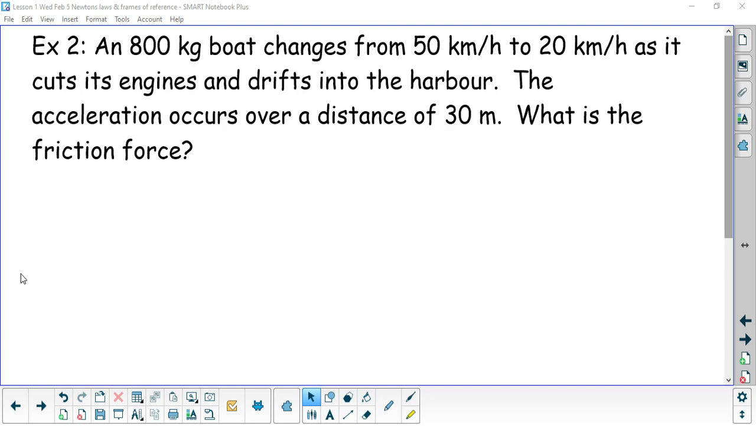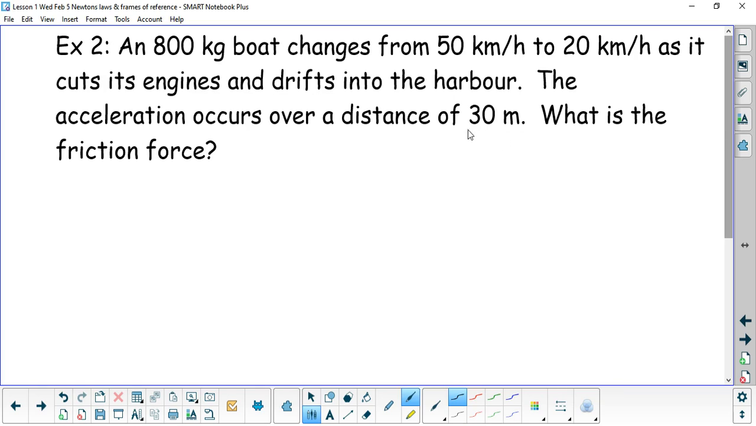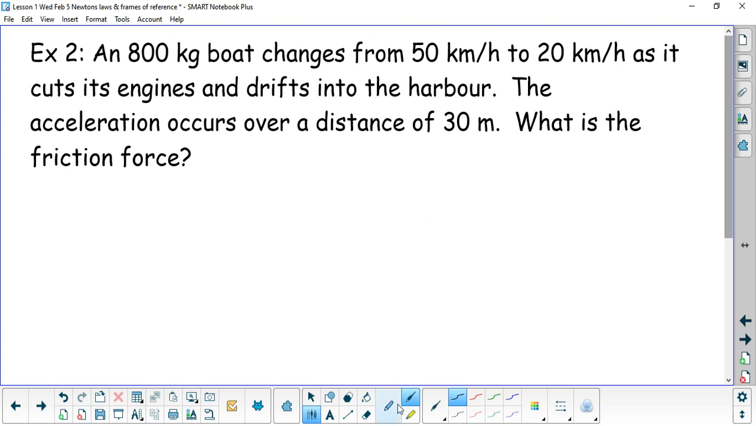So to do this, I need to start by actually changing my units, because you'll notice my distance is in meters and my velocities are in kilometers per hour. So I'm going to change those first. So V1 is 50 kilometers an hour. And remember, I'm going to divide by 3.6, the magic number, in order to find my meters per second.